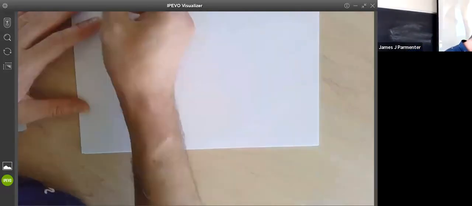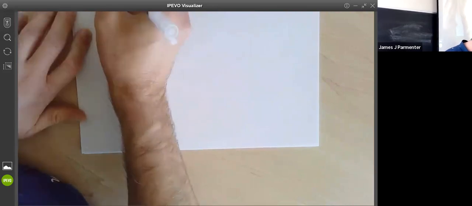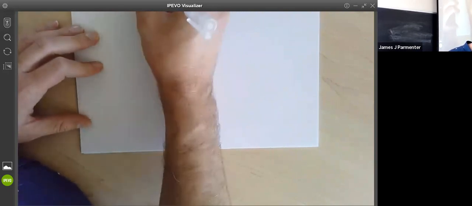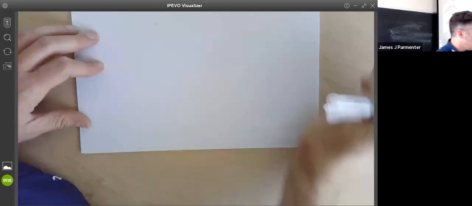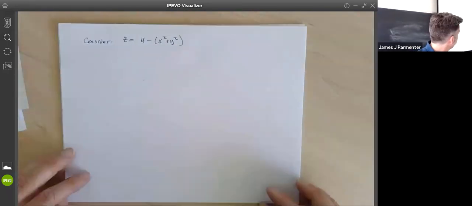So consider the function. What time is it? Oh, yeah, we got time. z equal to 4 minus, oh, he was nice. He even wrote it as x squared plus y squared. How convenient. Oops. It'd be convenient if you could see it.